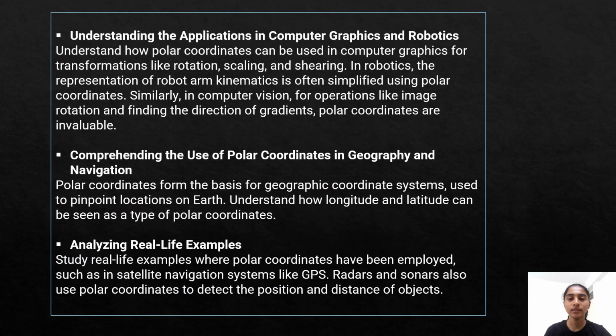So the next one is understanding the application in computer graphics and robotics. Understand how polar coordinates can be used in computer graphics for transformations like rotation, scaling and shearing. In robotics, the representation of robot arm kinematics is often simplified using polar coordinates. Similarly, in computer vision, for operations like image rotation and finding the direction of gradients, polar coordinates are invaluable.